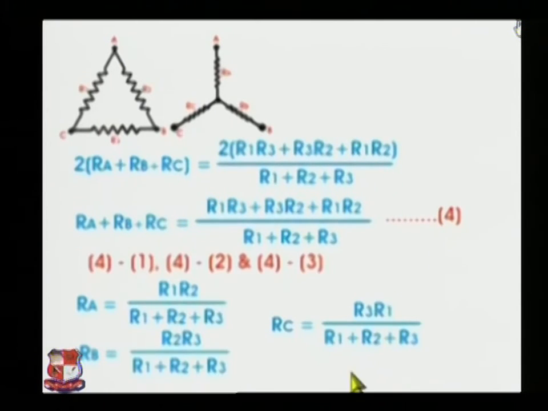Now, if we subtract equations 1, 2 and 3 from equation 4, we will have respectively RA equals R1 into R2 divided by (R1 plus R2 plus R3), RB equals R2 into R3 divided by (R1 plus R2 plus R3), and RC equals R3 into R1 divided by (R1 plus R2 plus R3).